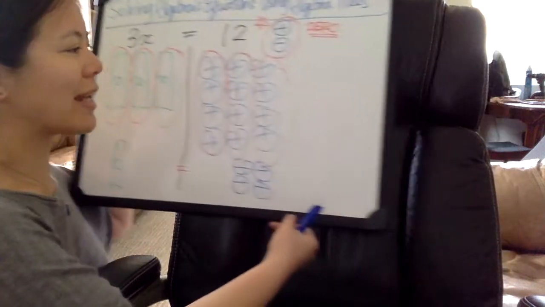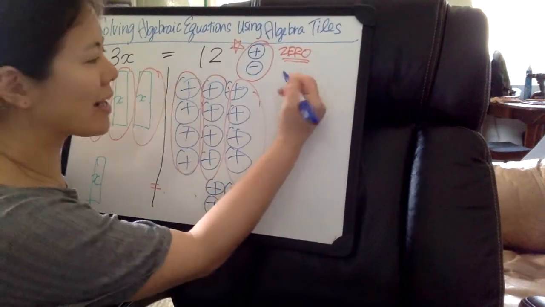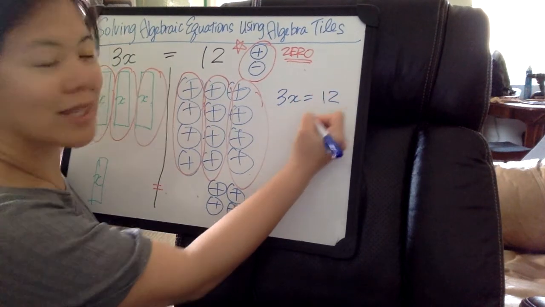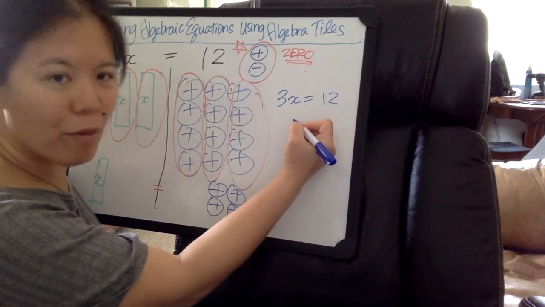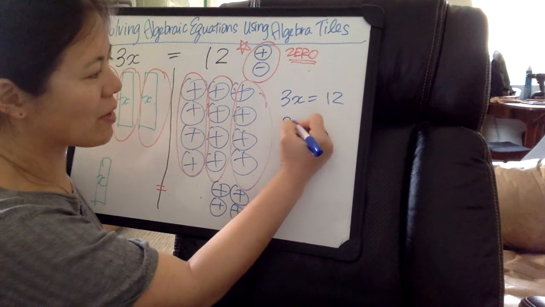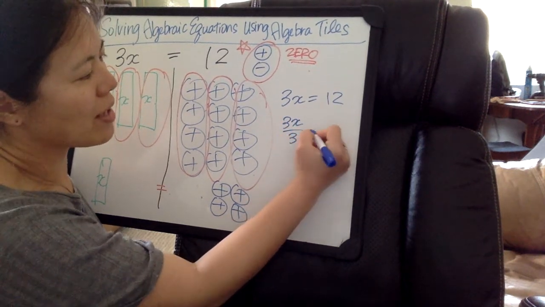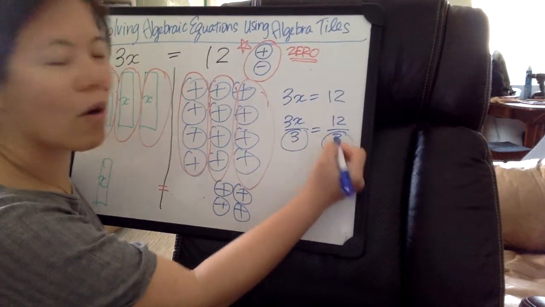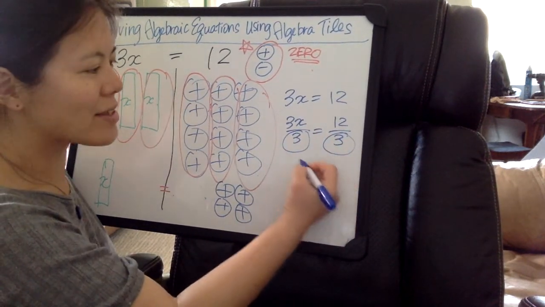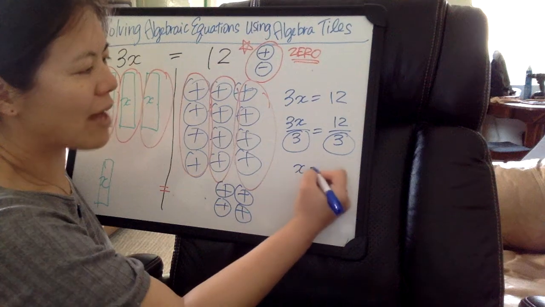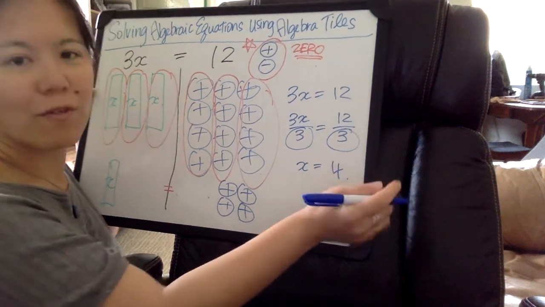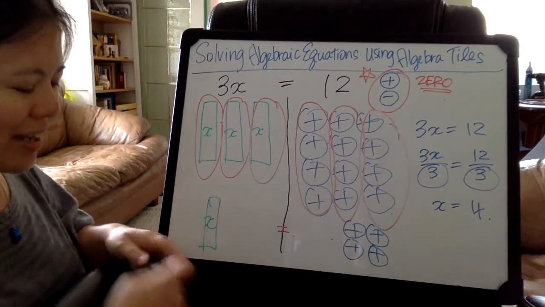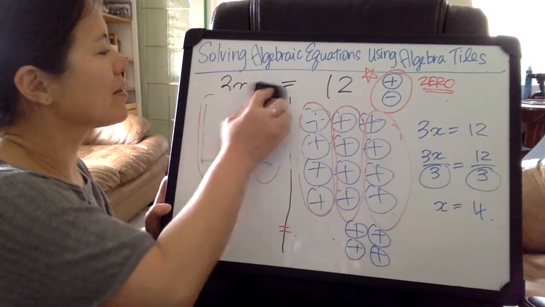If I'm writing it out as an algebraic equation, 3x equals 12. What did I do? I divided both sides by 3. 3x divided by 3, 12 divided by 3. So I'm doing the same operation to both sides, and that gives you x equals 4. Okay, so not too bad. On to the next problem.